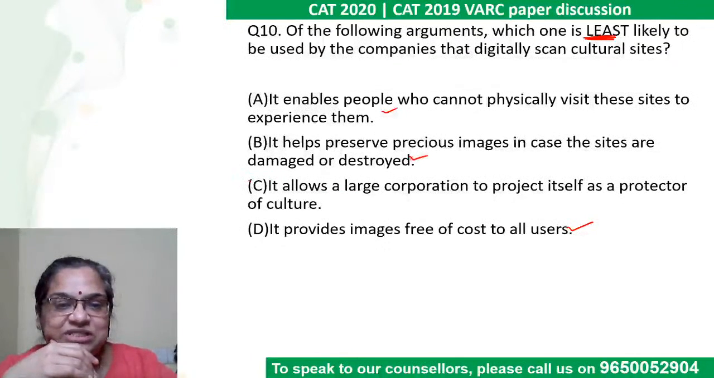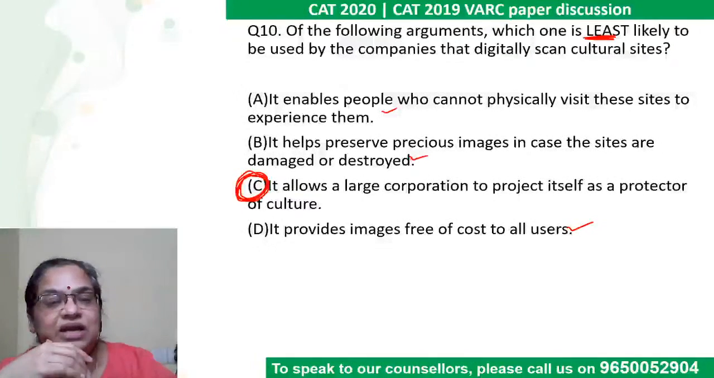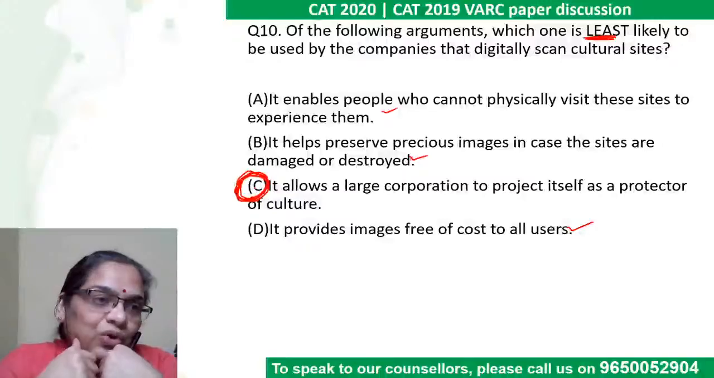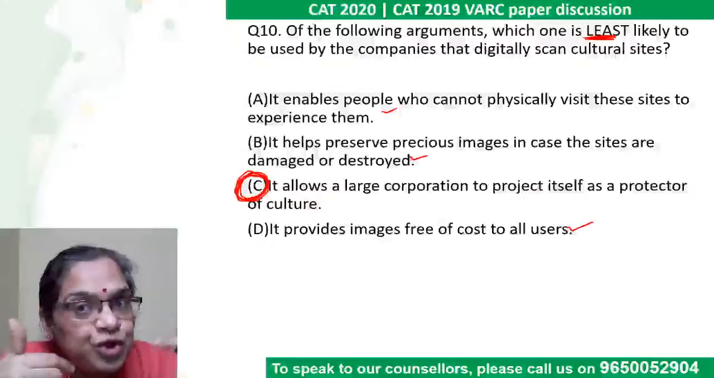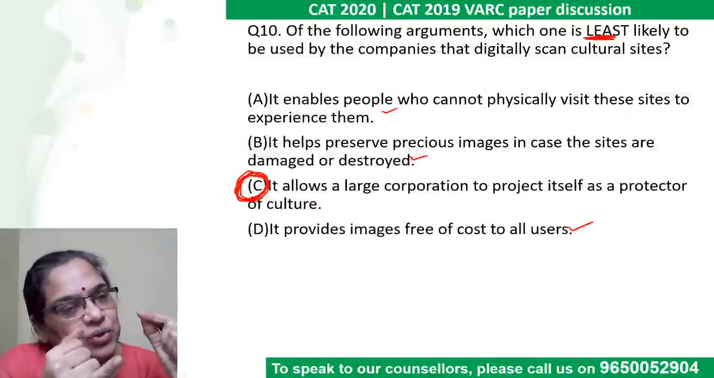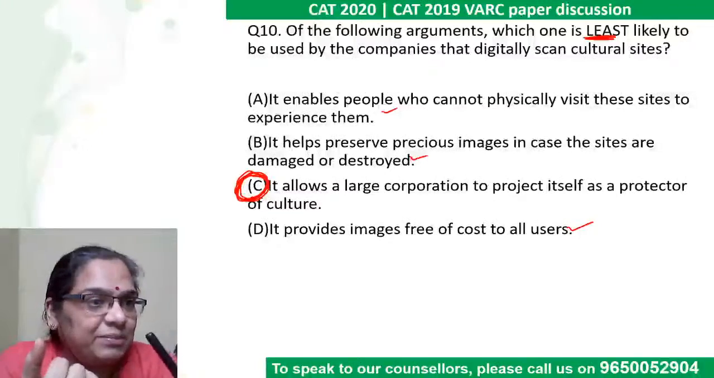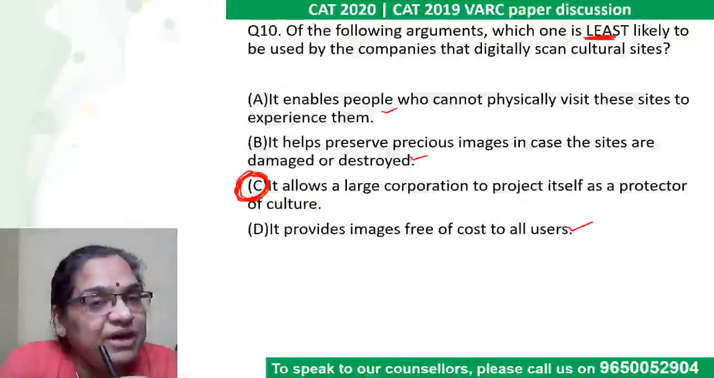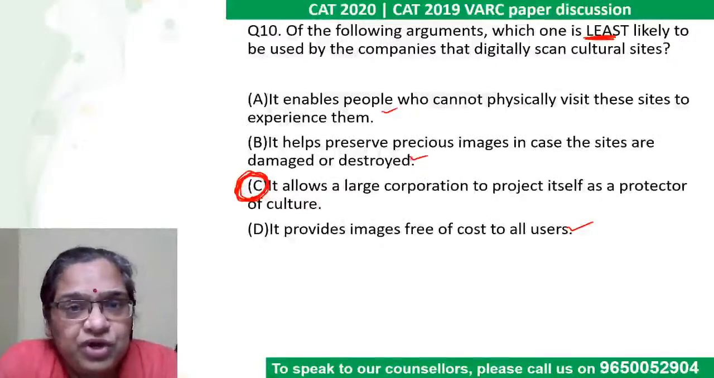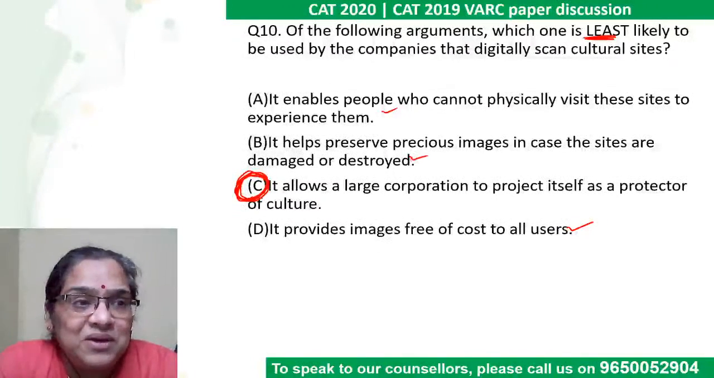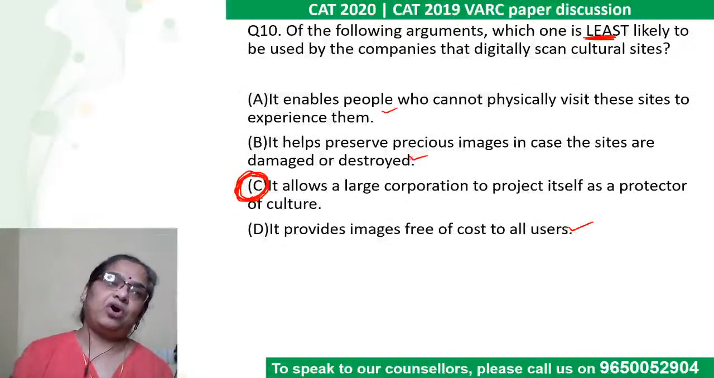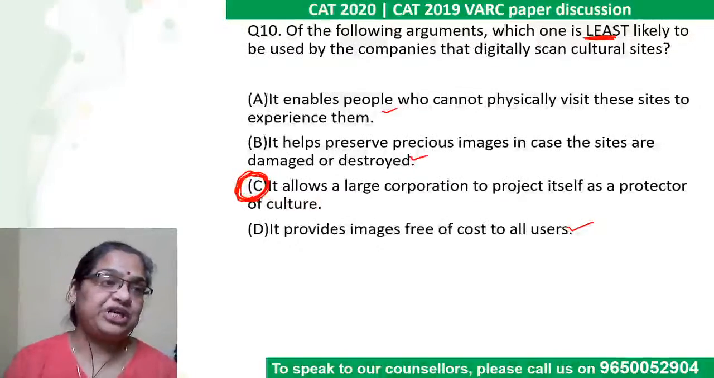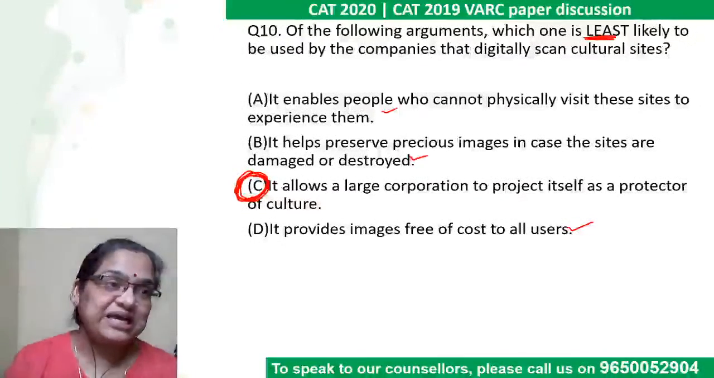But it will never say that, look, I am doing this because it allows me to act as a protector of culture. It's not going to say that. What argument is it going to use? It will say, you know what, if you can't go, I can scan the picture for you. It can tell you that I'm only preserving pictures. It can tell you, look, I'm doing it free of cost. I'm giving it to you for no payment. But it's not going to say, look, I'm doing it because I'm a protector of culture. I want to project myself as a protector of culture. It's not going to say that.